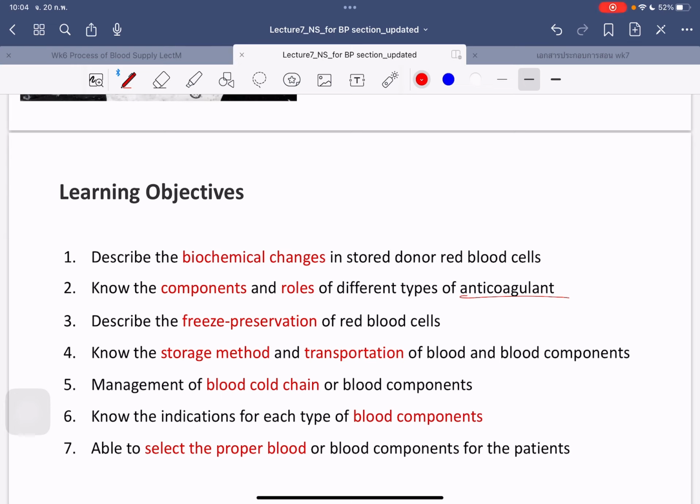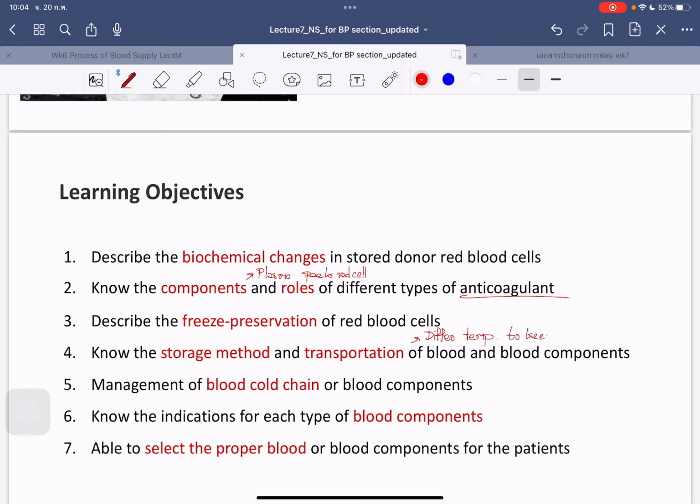And the third one is, because some types of red blood cell are very, very rare, we can freeze it and use it several years later. The fourth one is, you have to know about the correct storage method and the correct transportation method, because each component should be transported and kept at different temperatures. The fifth is about management of blood cold chain or blood component. And the sixth, what you have to know about indication for each blood component.